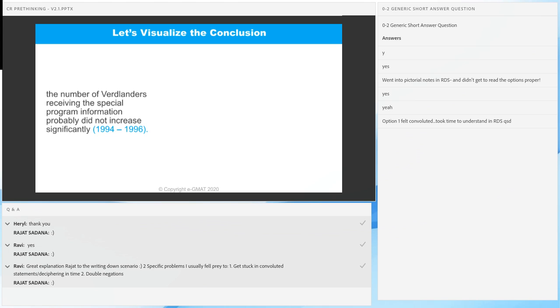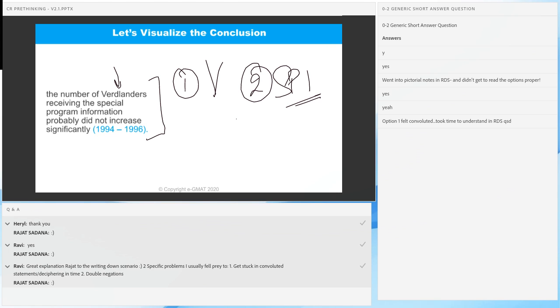That's my promise. Okay. So let's visualize the conclusion. The conclusion is saying the number of V's, I'm not going to call these by their full name as there's no point, receiving special program information did not increase significantly during this time period. So two things. One is that this conclusion is only about V's, which means we're not talking about people who come from outside. The second thing is this is only talking about special program information. This is not talking about generic programs.